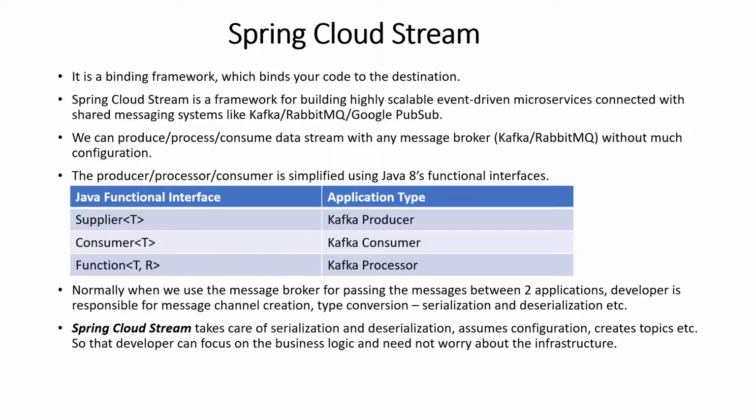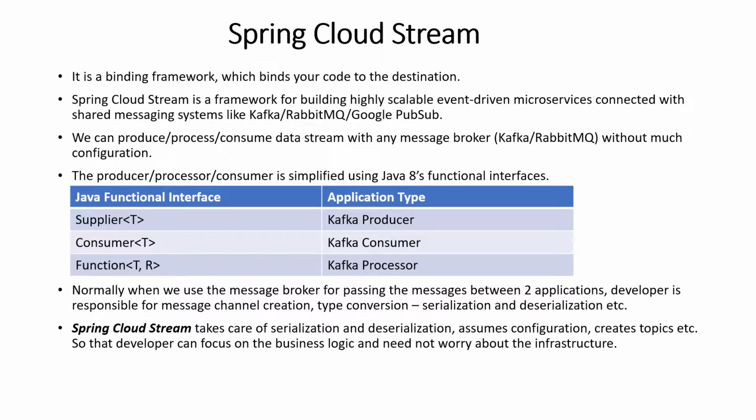So as mentioned above, you have your functional code, like your microservices, and you have your destination or your broker like Kafka, RabbitMQ, Google PubSub. Spring Cloud Stream will bind your microservice code or your business logic to one of these brokers. It can be Kafka, RabbitMQ, Google PubSub, and you don't need to do anything. You just write code, provide the dependency of the broker, that's it.